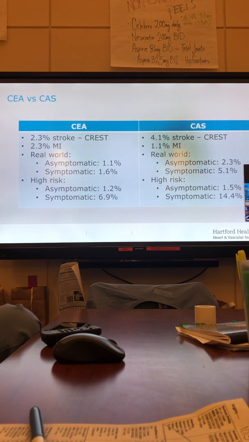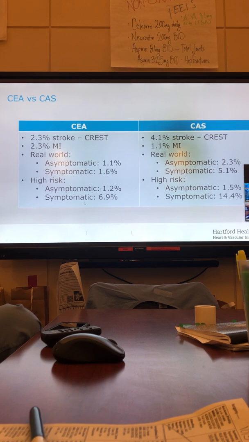So just to kind of break that down in table form, if you look at the risk of stroke with CREST, it's like 2.3% for CEA, 4% for stenting. MI, again, is higher for CEA. What about in the real world? The asymptomatic patients have a lower risk of stroke with carotid endarterectomy versus stenting, and symptomatics have a much lower risk of stroke with CEA.